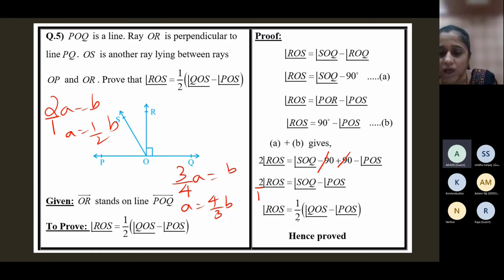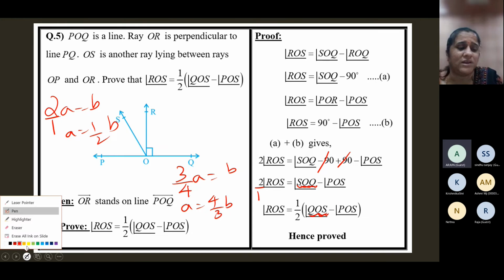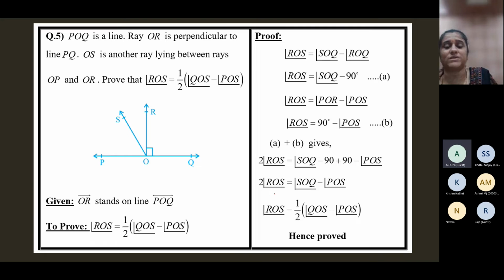So ROS is equal to half of QS. This is SOQ, QS, both are the same, children. So ROS is equal to half of QOS minus POS. This proof can be done in many ways, but according to me, this is the simplest. Yeah, please write down.